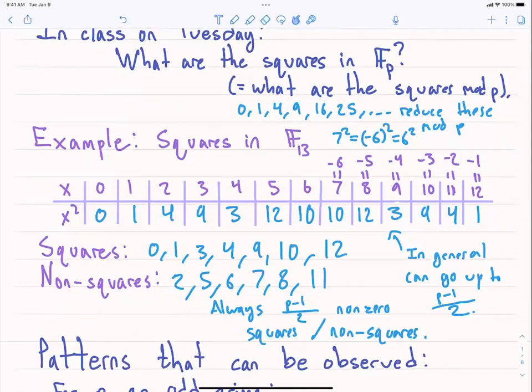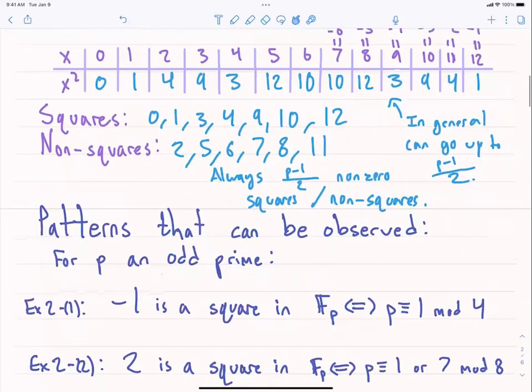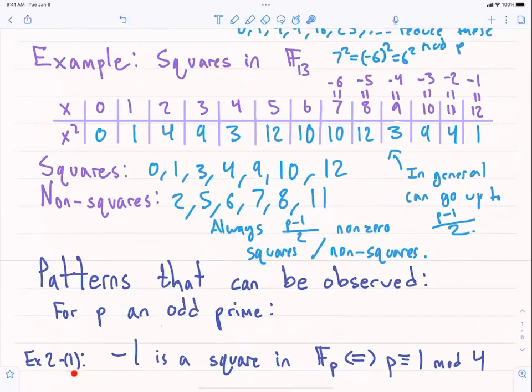When we did these computations in class, I asked you to compute a table like this for all the odd primes p less than or equal to 31, and to look and try to notice some patterns. The first pattern, in exercise 2, part 1, which a lot of people worked out in class, was that it seems like minus 1 is a square in F_p if and only if p is congruent to 1 mod 4.